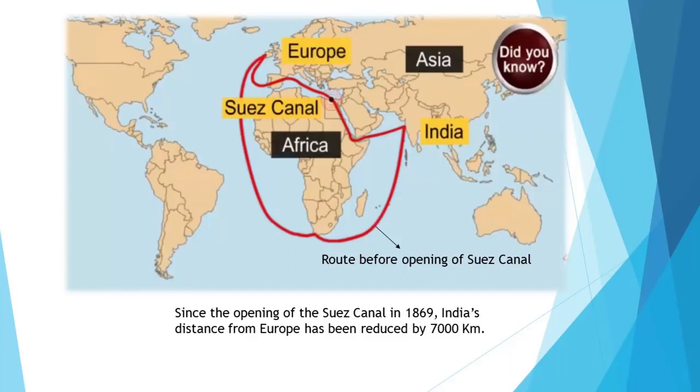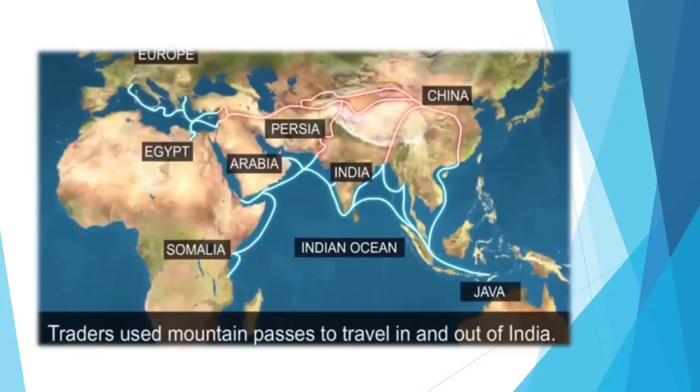However, the land routes have been more popular than the sea routes. In fact, in ancient time, before the sea routes were explored, traders used to pass in the mountains to travel in and out of India. Did you know the Silk Route passing through India is an extensive network of trade routes connecting East, West, and South of Asia?